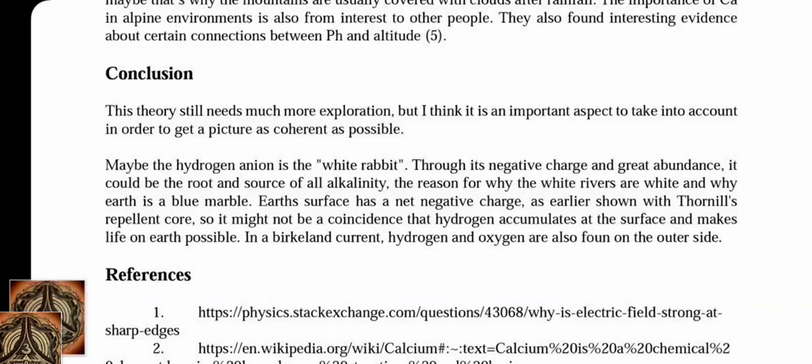The theory still needs much more exploration, but I think it is an important aspect to take into account in order to get the picture as coherent as possible. Maybe the hydrogen anion is the white rabbit. Through its negative charge and great abundance, it could be the root and source of all alkalinity, the reason for why the white rivers are white and why Earth is a blue marble.